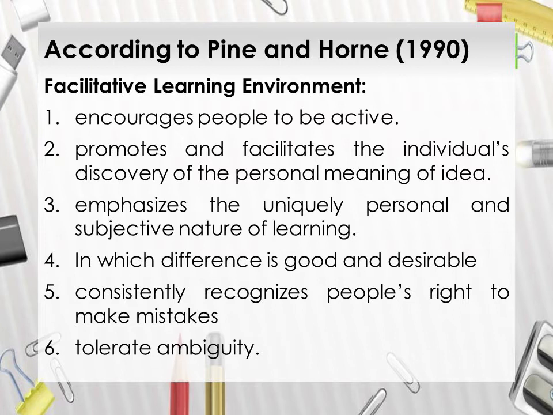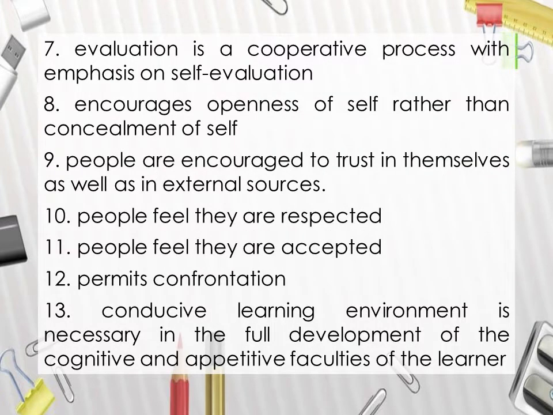And then fifth, it is an environment which consistently recognizes people's right to make mistakes, meaning making mistakes is fine to them because they recognize it as part of the learning process. And then sixth, this is an environment which tolerates ambiguity. This leads to openness to ideas and prevents teachers and the learners from being judgmental. Seventh, it is an environment in which evaluation is a cooperative process with emphasis on self-evaluation, meaning this makes evaluation less threatening since learners are not alone when they are evaluated.